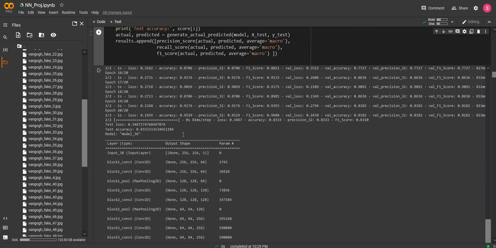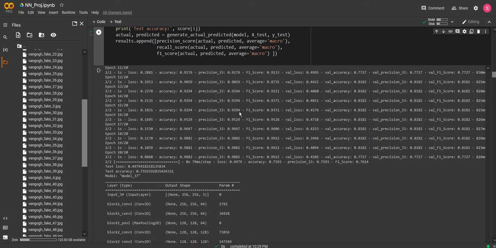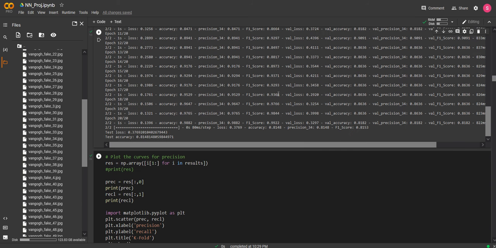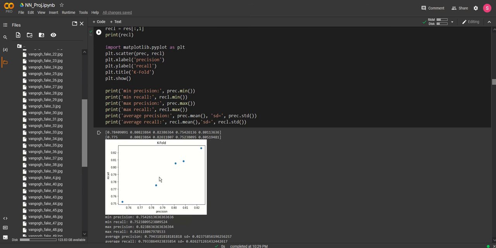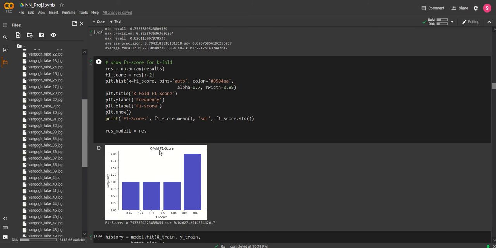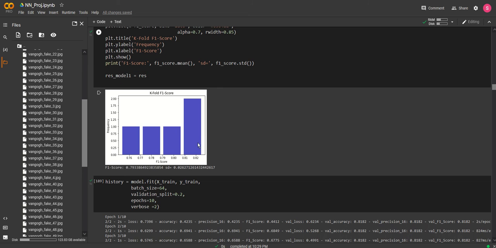So you can see the results over here. They're in the 70s to 80s range. We have plotted them over here, and you can see the best precision recall is close to 82%. And the title should not be K-fold because it's not technically K-fold, but you can see that around 2 of the different splits, or folds, you could say, achieved pretty high F1 scores.